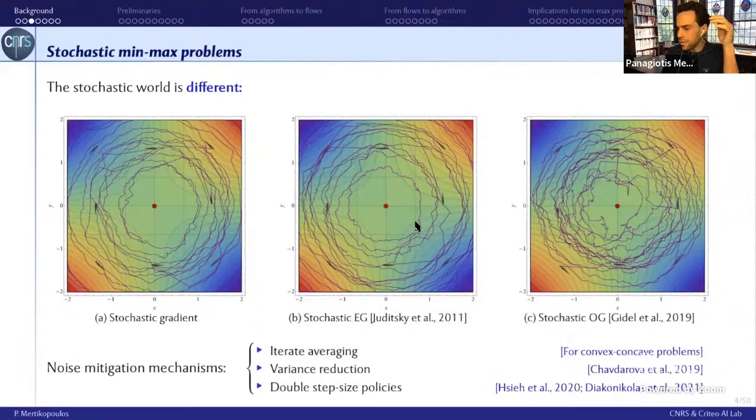So instead of looking at the last iterate of the method, look at an appropriate ergodic or time average, or stochastic average. This is sometimes referred to in the literature as Polyak-Ruppert averaging, and it is very, very successful in the realm of convex-concave problems.